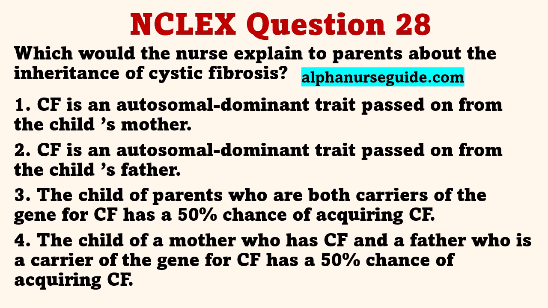The correct answer is 4. The child of a mother who has CF and a father who is a carrier of the gene for CF has a 50% chance of acquiring CF. If the child is born to a parent with CF and the other parent is a carrier, the child has a 50% chance of acquiring the disease and a 50% chance of being a carrier of the disease.